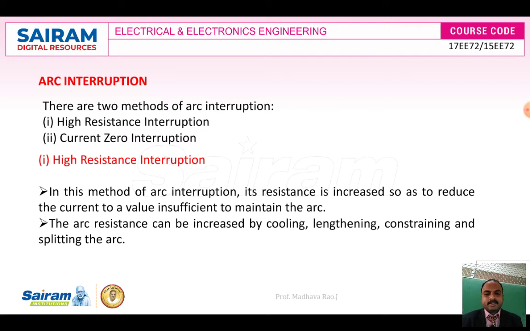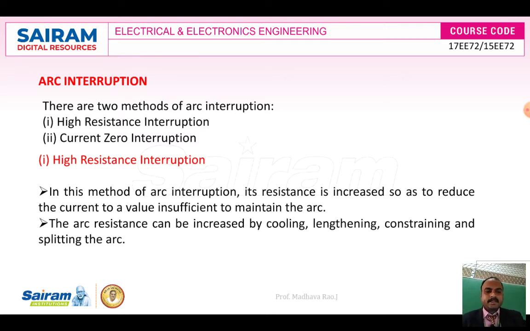Arc resistance can be increased by cooling, lengthening, constraining, and splitting the arc. We can increase arc resistance by cooling of the circuit breaker, lengthening of the arc, constraining of the arc, and splitting of the arc. In this way we can interrupt the arc in the circuit breaker.